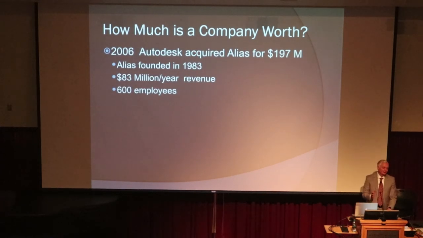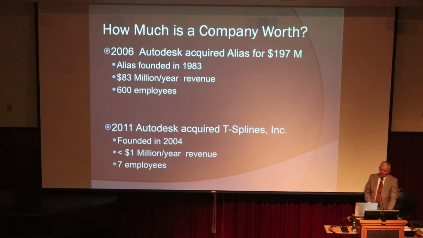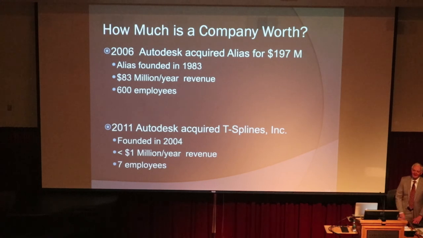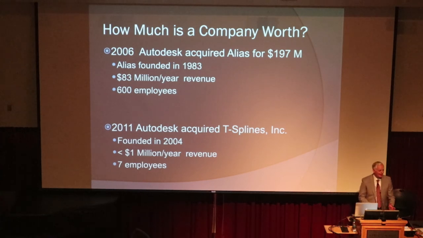So I'll close with this puzzle. What do you sell a company for? Well, here's a data point. Autodesk had acquired a company called Alias for $197 million. It was 23 years old. They had $83 million of revenue, 600 employees. We were 7 years old, we had less than $1 million revenue and 7 employees. How on earth do you decide what to sell for? And I won't answer that question, but it was challenging to come up with a figure. But we sold, we're happy, and that's the end of the story.